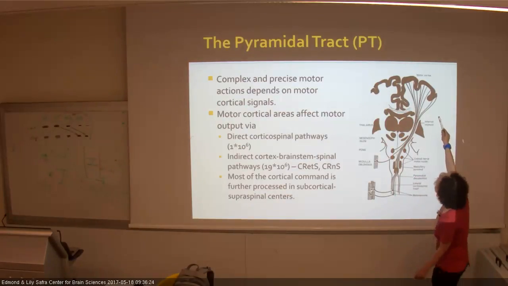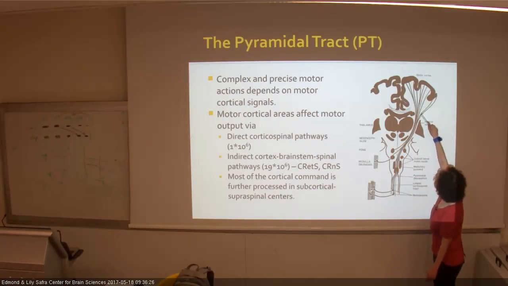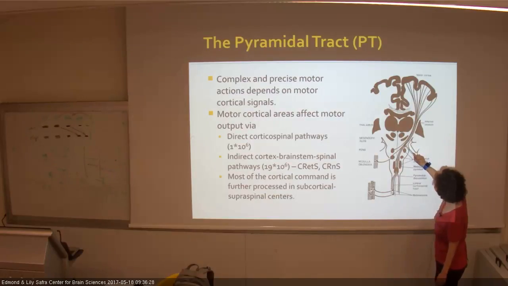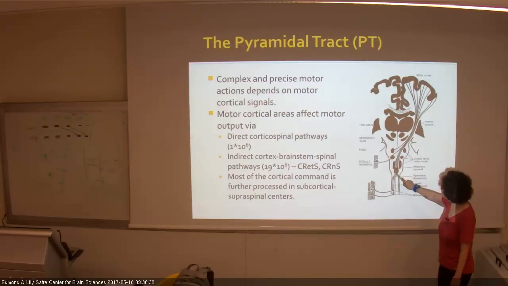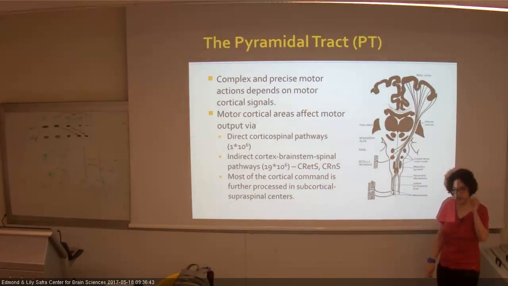The direct pathways start from the motor cortex, go through the internal capsule, and make collaterals at the level of the medulla to cranial nerves, and at the level of the medullary pyramid. The pyramid is a structure you've probably heard about.